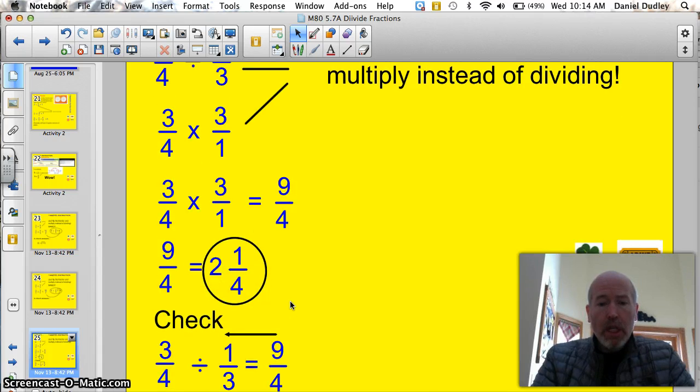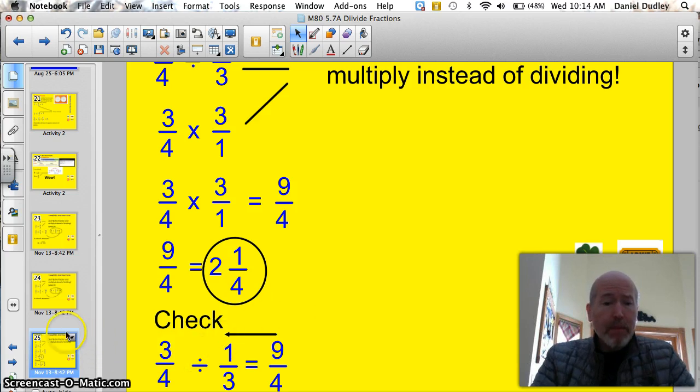Well, let's just check it. When checking, it's best to leave it in the improper fraction form. So 9/4 times 1/3 equals 3/4. Well, this is a little complicated, but let's just try it once. 9 times 1 is 9. 4 times 3 is 12, so I have 9/12 equals 3/4. Yeah, 9/12 equals 3/4. Just a different form.